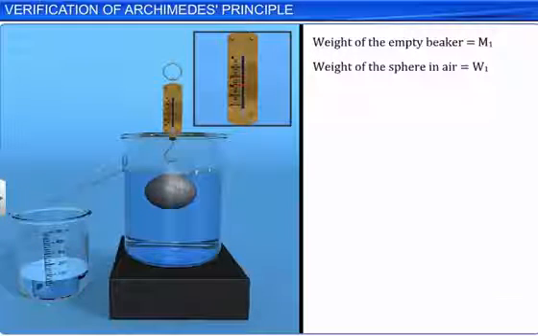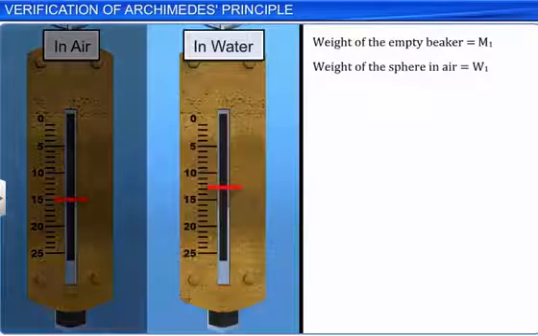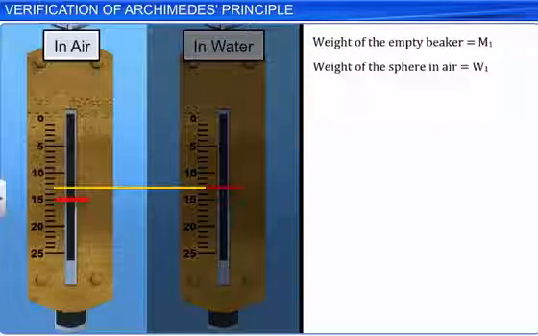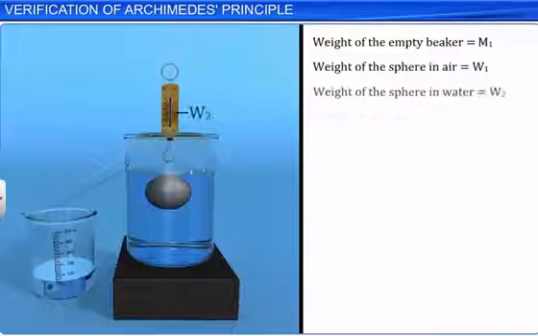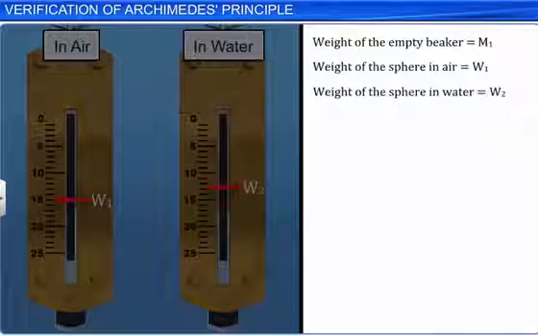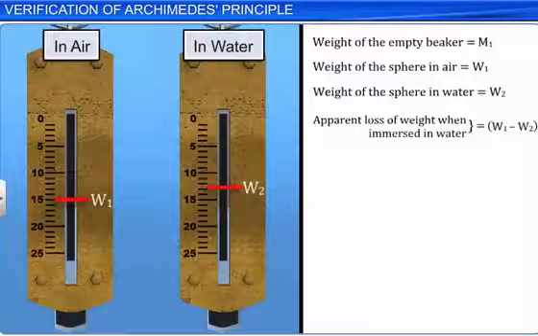The reading in the spring balance now shows a lesser value. That means the apparent weight of the sphere when immersed in water is less than its weight in air. Let the weight of the sphere when immersed in water be W2. The difference between W1 and W2 is the apparent loss of weight of the sphere when immersed in water.